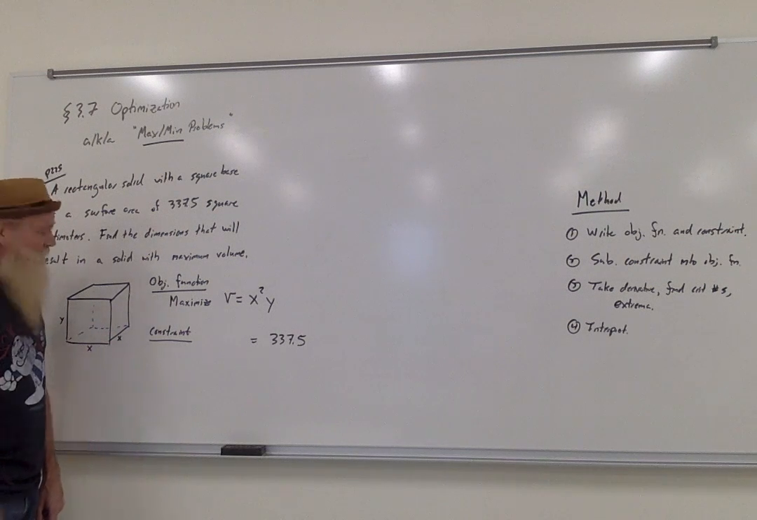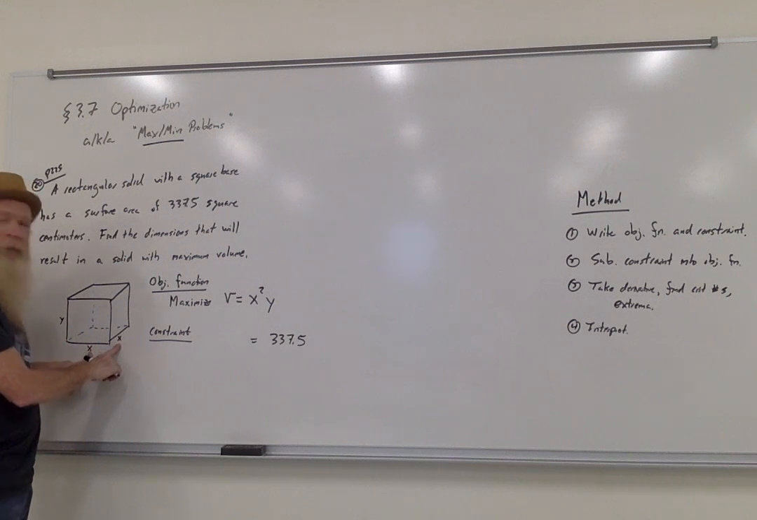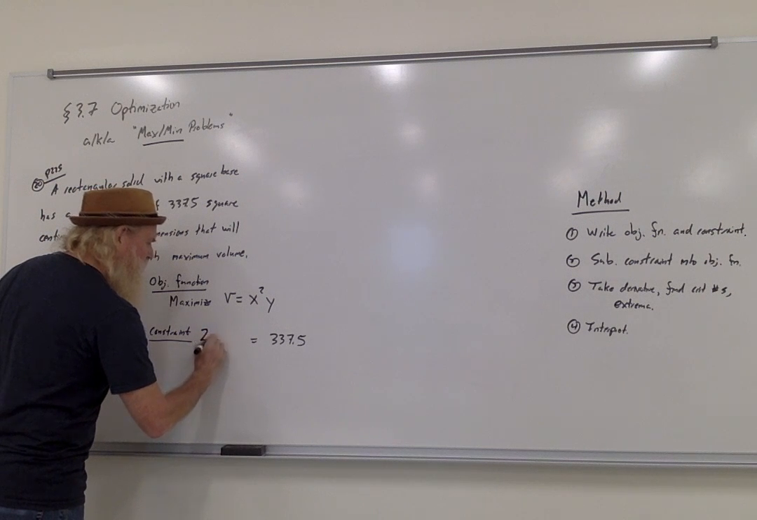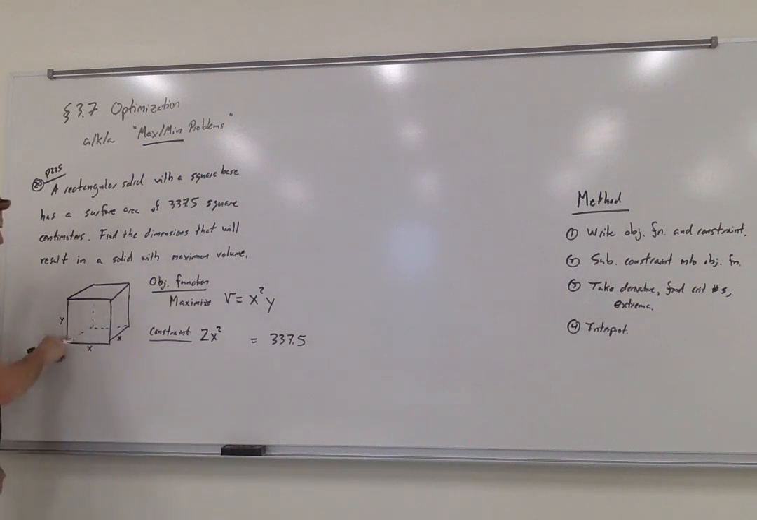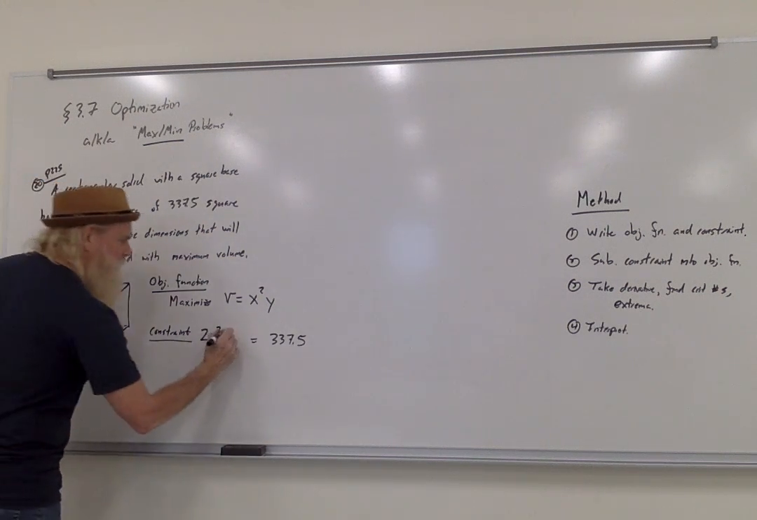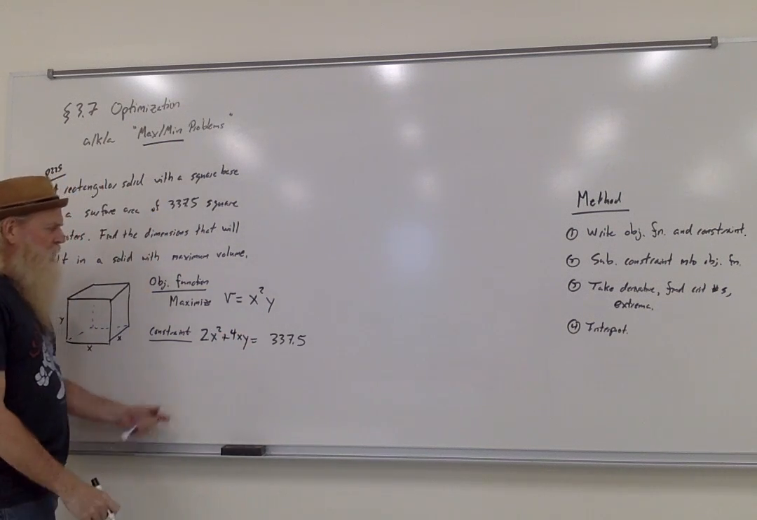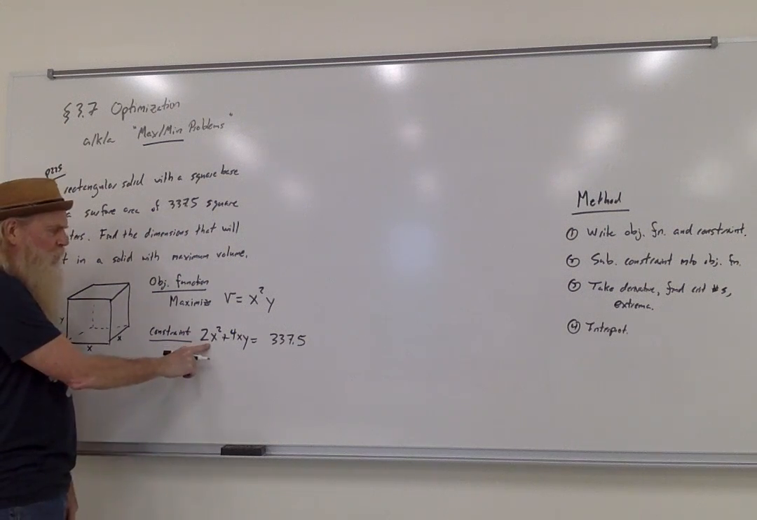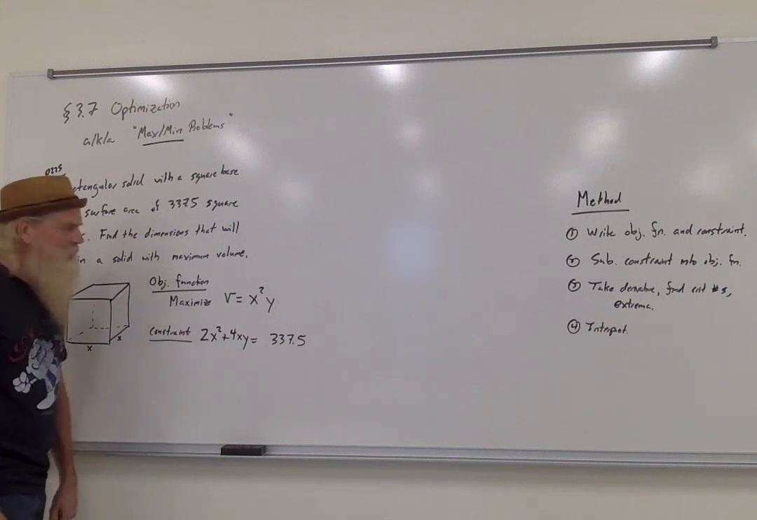This rectangular solid has 6 different faces. It has a top and a bottom, and the top and the bottom are squares with side length x, so we have 2 faces whose area is x squared. Notice that the area of the front face is x times y, and there are 4 faces that all have that area. So the surface area of the entire solid is 2x squared, that's the top and the bottom, plus 4xy, the 4 lateral faces.